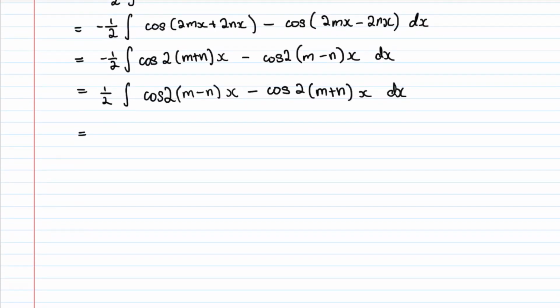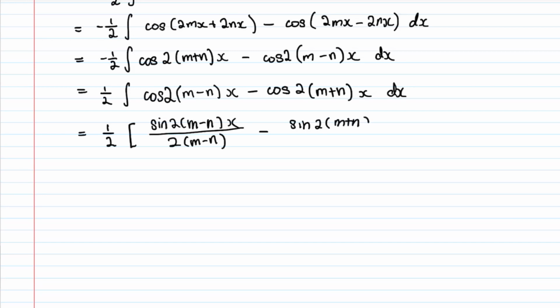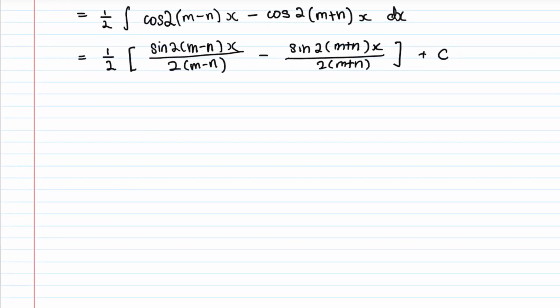When you integrate cosine, it becomes sine. So you leave the half outside, put a big bracket, sine 2 times m minus n x. Integrate the top part, and you just need to divide by the coefficient of x. So it's just 2 bracket m minus n. Done. And then after that, minus the next one, which is sine 2 times m plus n x over 2 times m plus n, plus c. Always remember to have your plus c whenever you integrate anything.